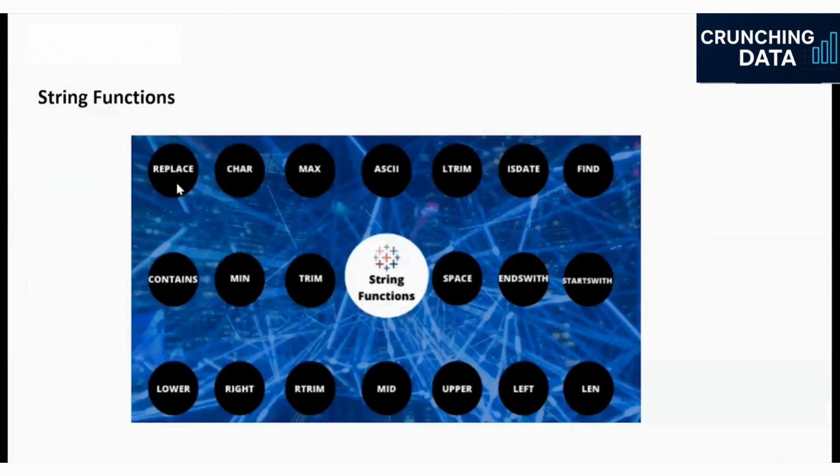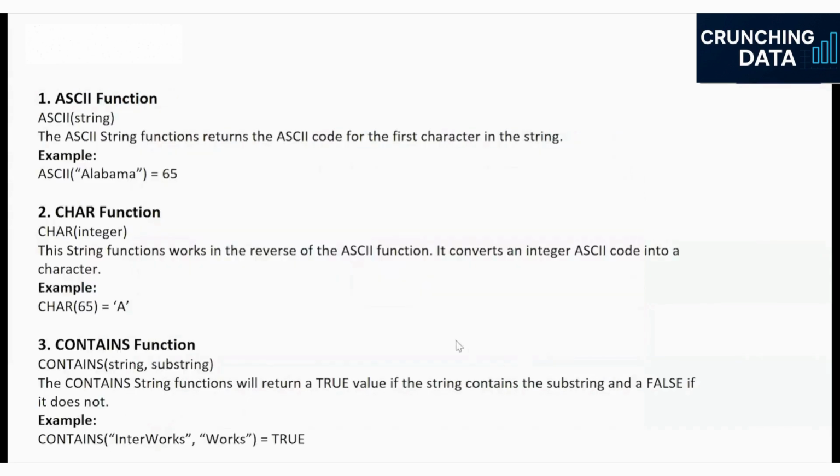The first one is the replace. Second is the char, max, ASCII, ltrim, state, find, contains, minimum, trim, space, ends with, starts with, lower, right, rtrim, mid, upper, left, and length. Now, these are all the string functions that are available in Tableau. We have already talked about what is a string kind of data, and let's see with the help of these particular functions how we can control these different strings that are present in our data.